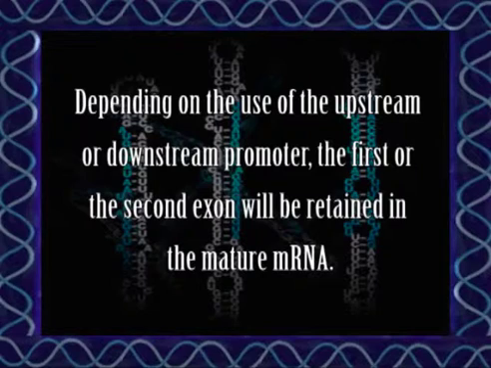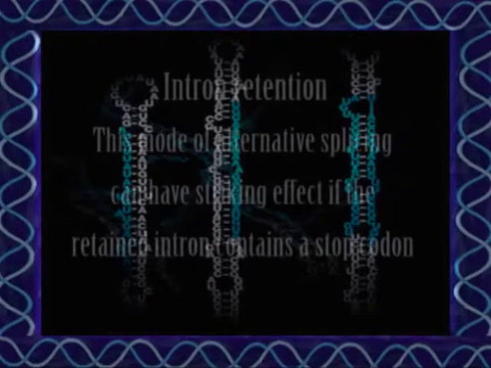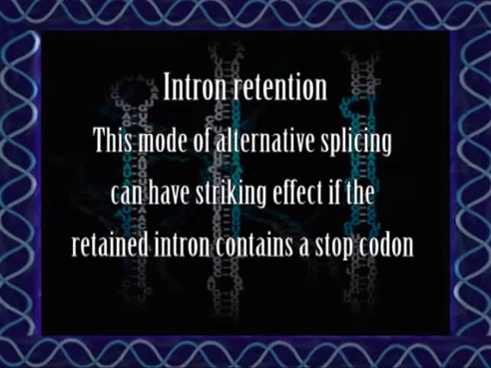First, depending on the use of an upstream or downstream promoter, the first or the second exon will be retained in the mature mRNA. Second, alternative use of the poly A sites determines the retention of the 3' exon or the previous exon. Third, intron retention. This mode of alternative splicing can have a striking effect if retained introns contain a stop codon. This will give rise to a truncated protein when the mRNA is translated.